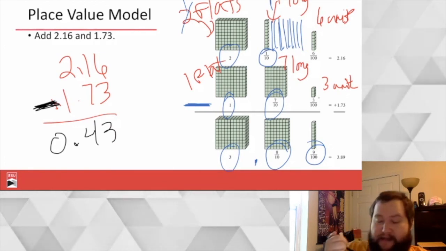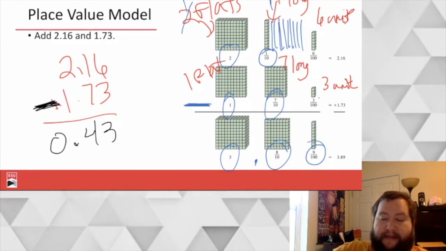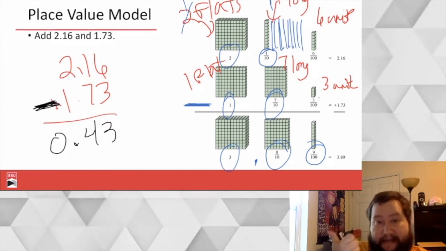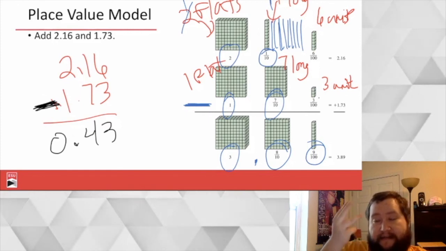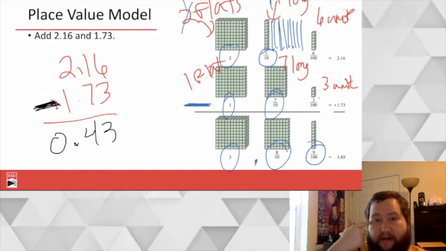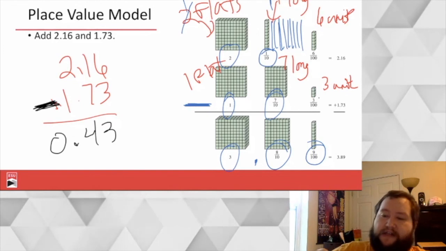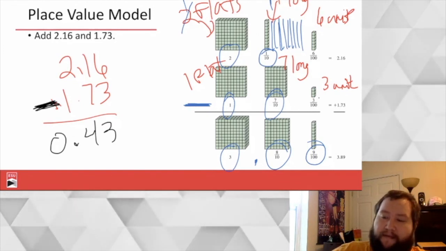Or we can think of this in terms of hundredths. 173, 176, 186, 196, 206, 216. We're good to go. And these are some of those mental math strategies we briefly mentioned previously.